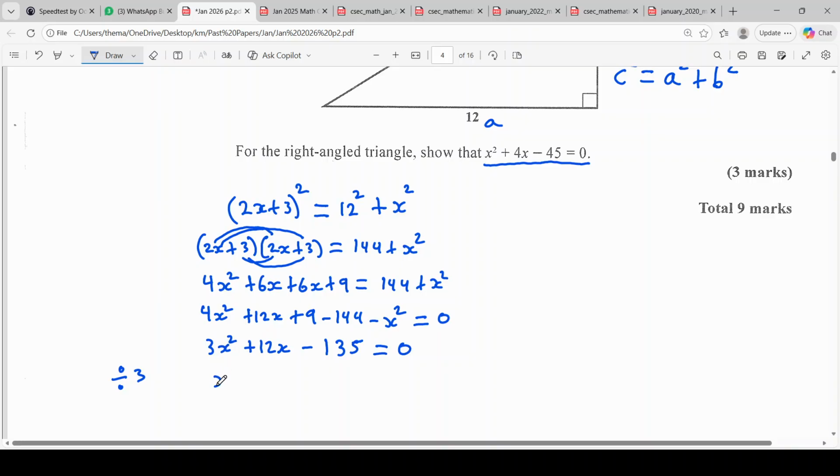3x squared divided by 3, you'll get x squared. 12x divided by 3, we'll get 4x. 135 divided by 3, we get 45 equal to 0. Right? And we get exactly what I wanted us to show. So you write hence shown.